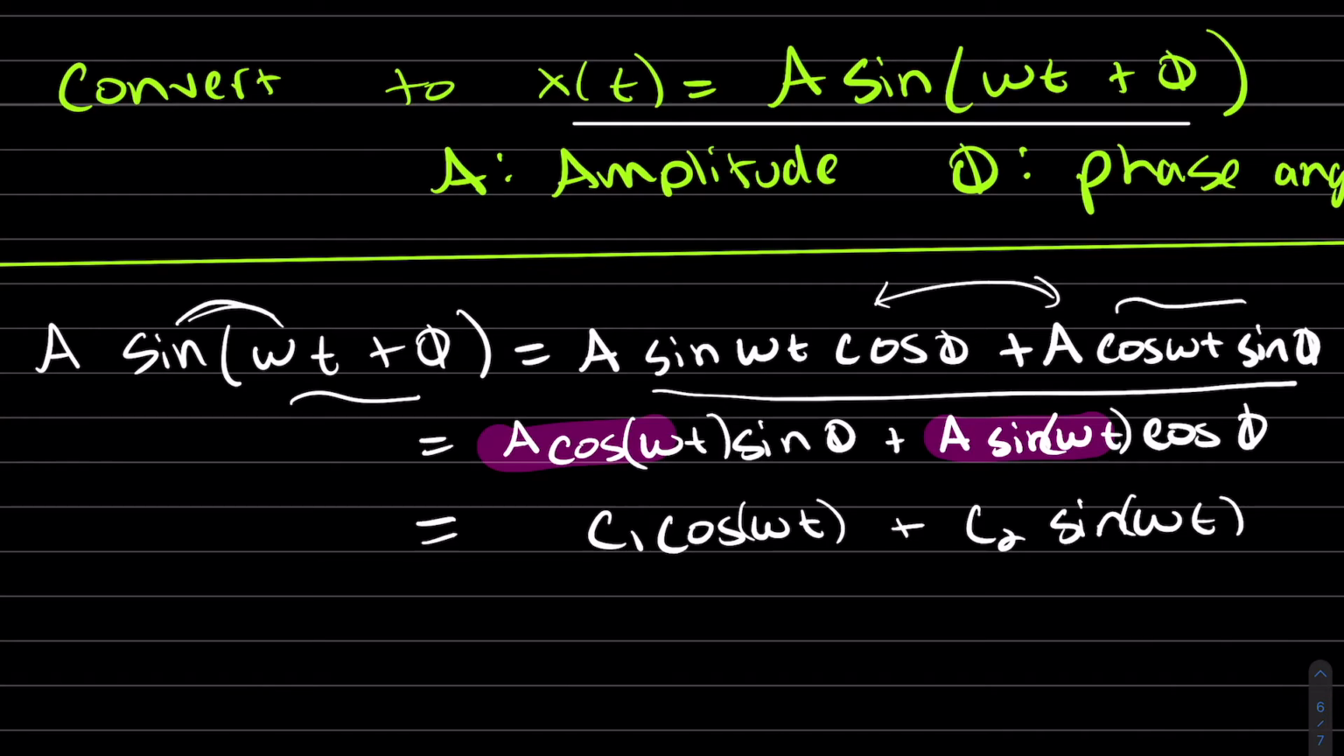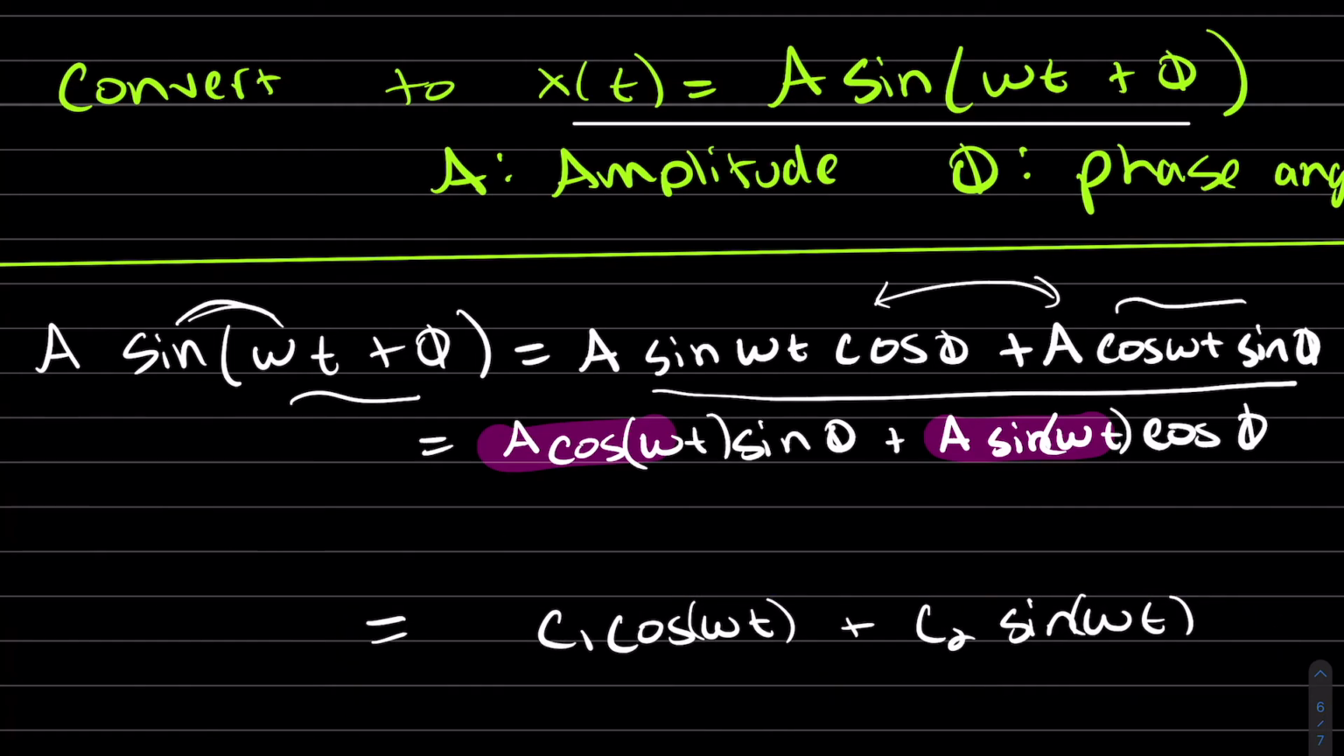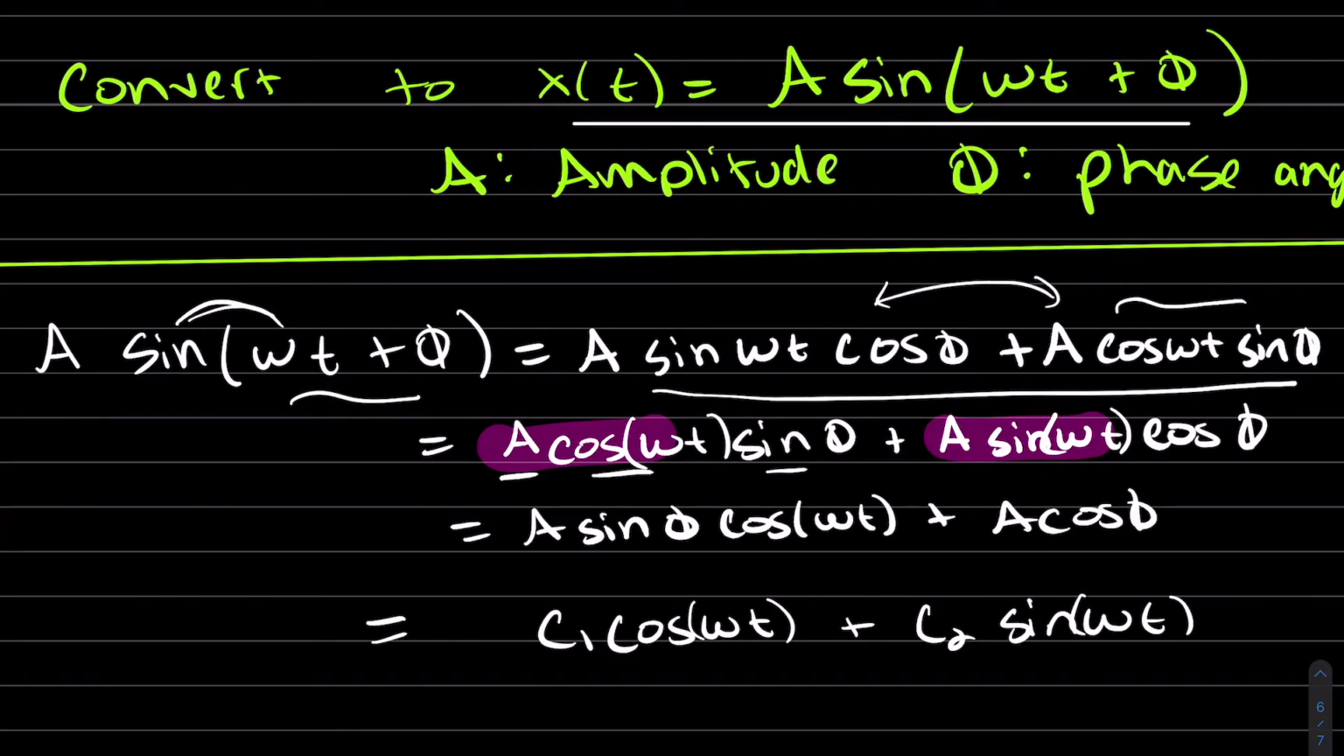So what this means is, maybe I should flip-flop these two, just so you can see it ultra clear. So this can be rearranged. It's A times this. So I'm going to do A sine of phi cosine of omega t plus A cosine of phi sine of omega t. Okay, now do we see it?